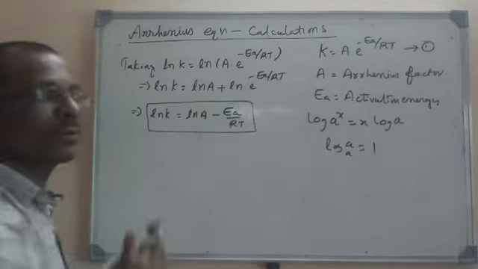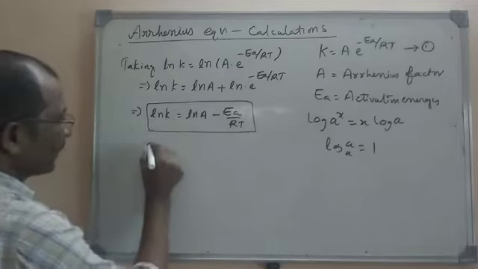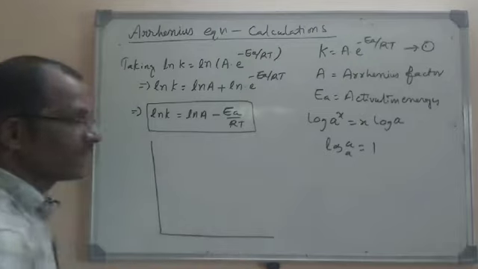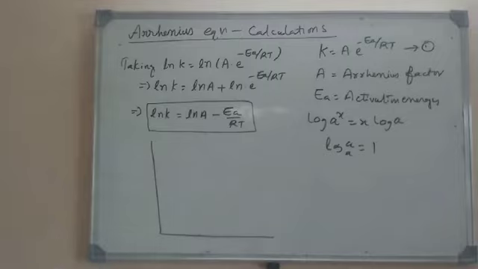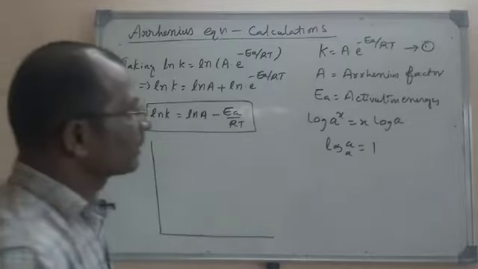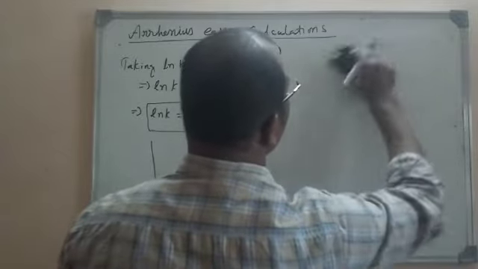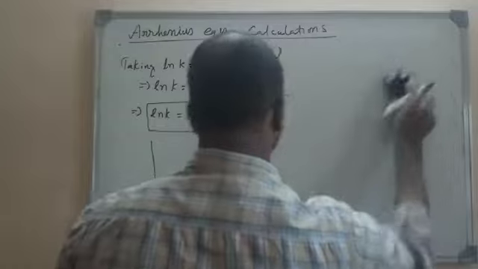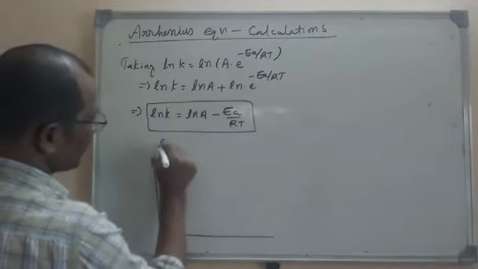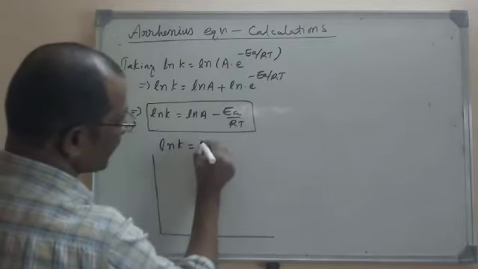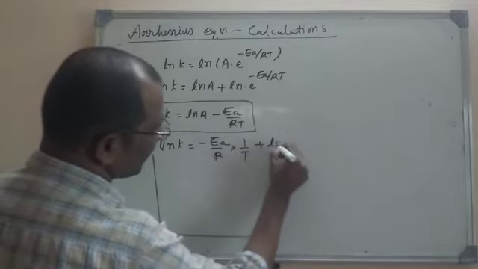You can draw a graph for this same equation. I will reorganize that equation so that we can solve the graph very easily. Why do we draw the graph? To find the activation energy. On reorganization, it becomes ln k = (Ea/R) into (1/T) plus ln A, the same equation.